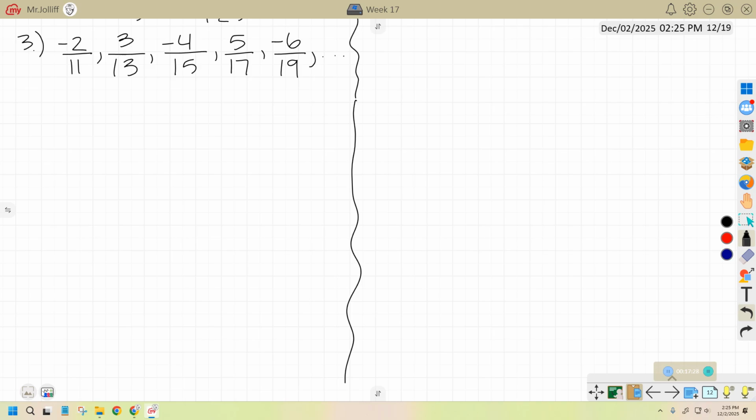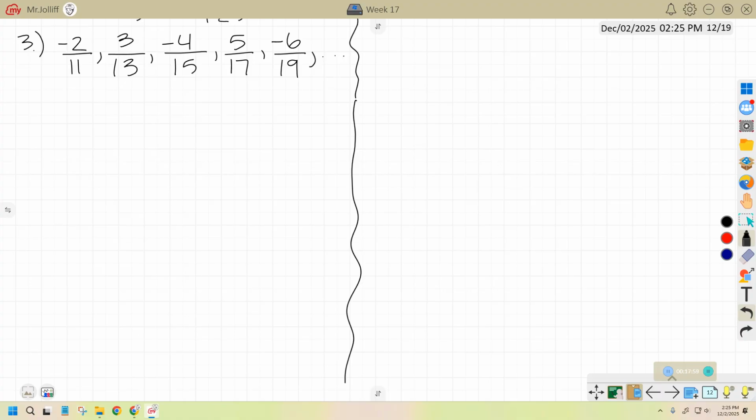So, our sequence: negative 2/11, positive 3/13, negative 4/15, positive 5/17, negative 6/19. The pattern keeps going. First reminder, in that step list, the first thing I look at is what's going on with the signs on my terms. What's happening here? They're alternating. Very good. This is an alternating sequence.